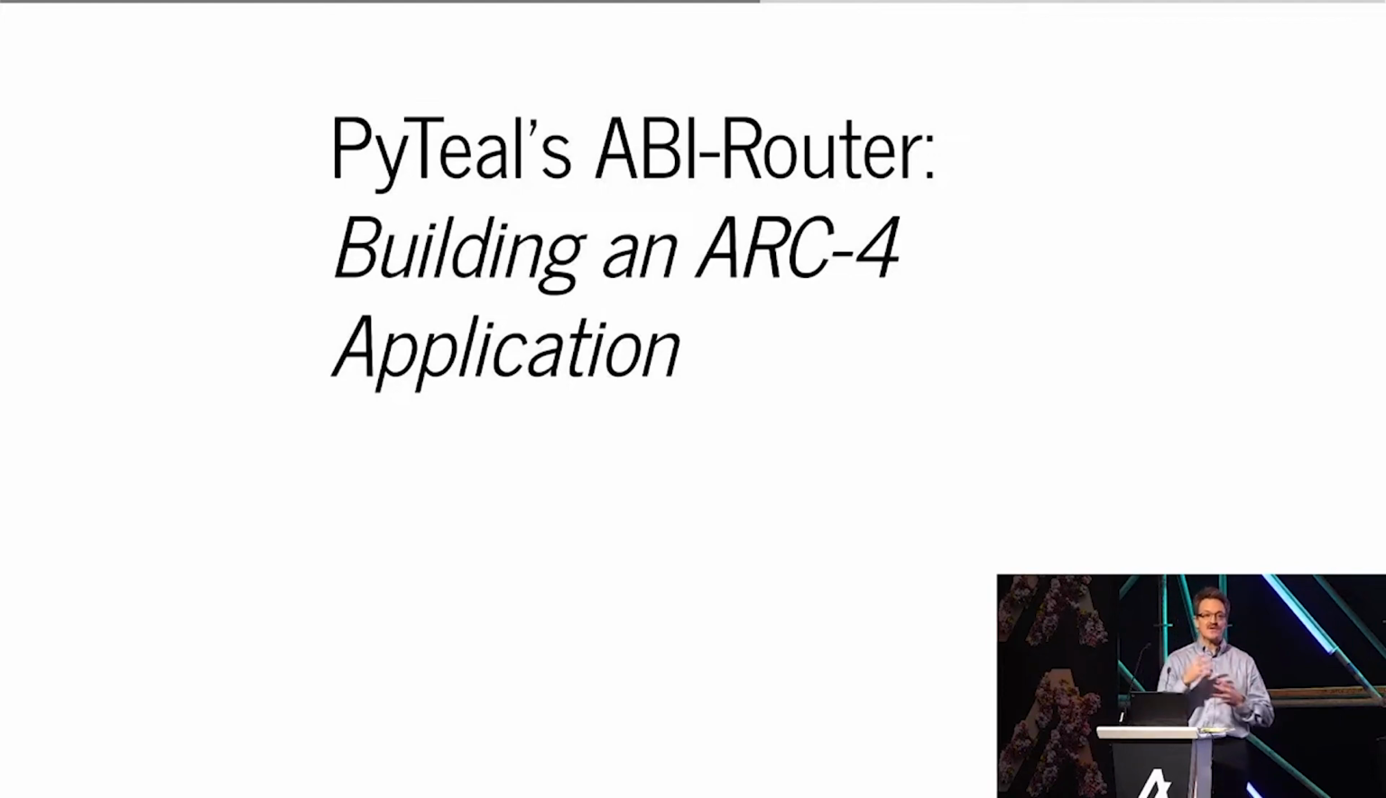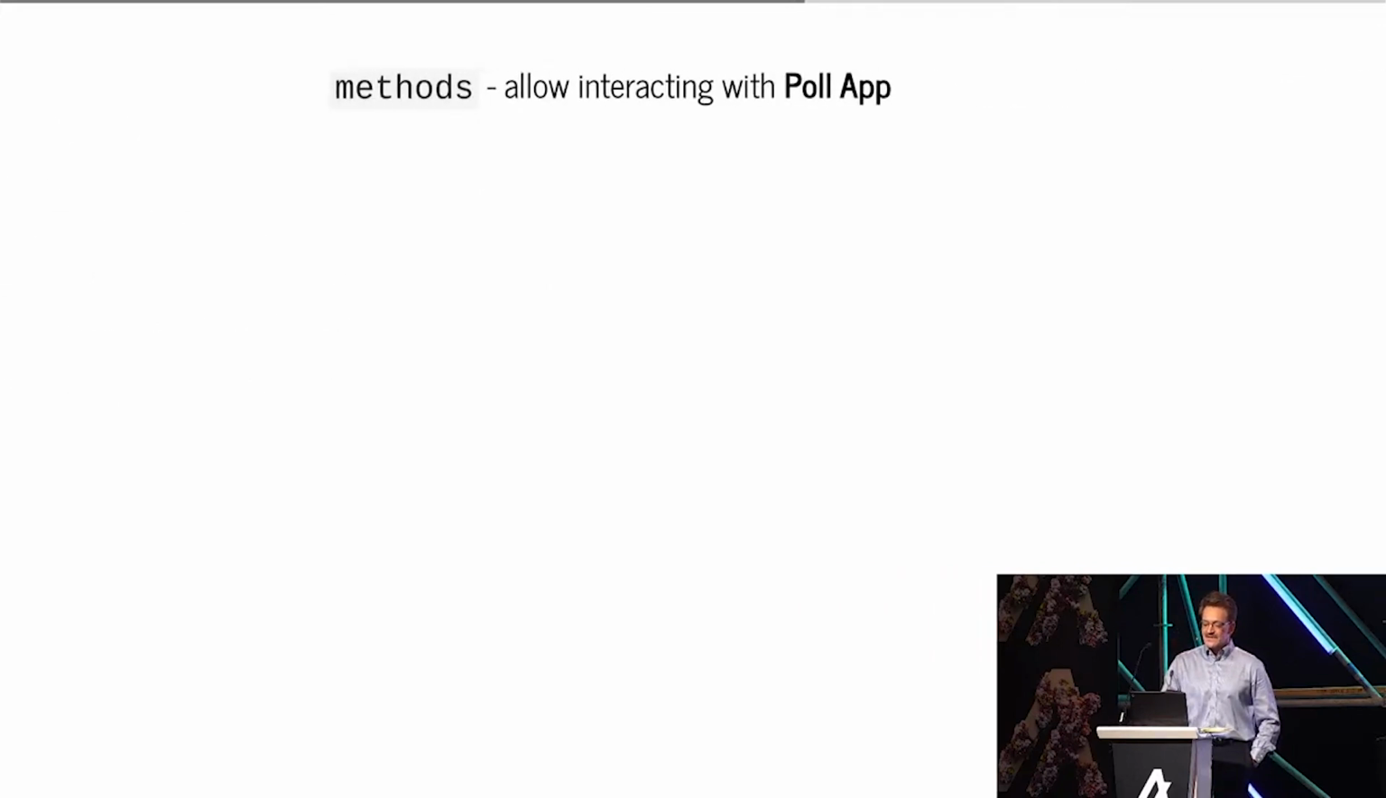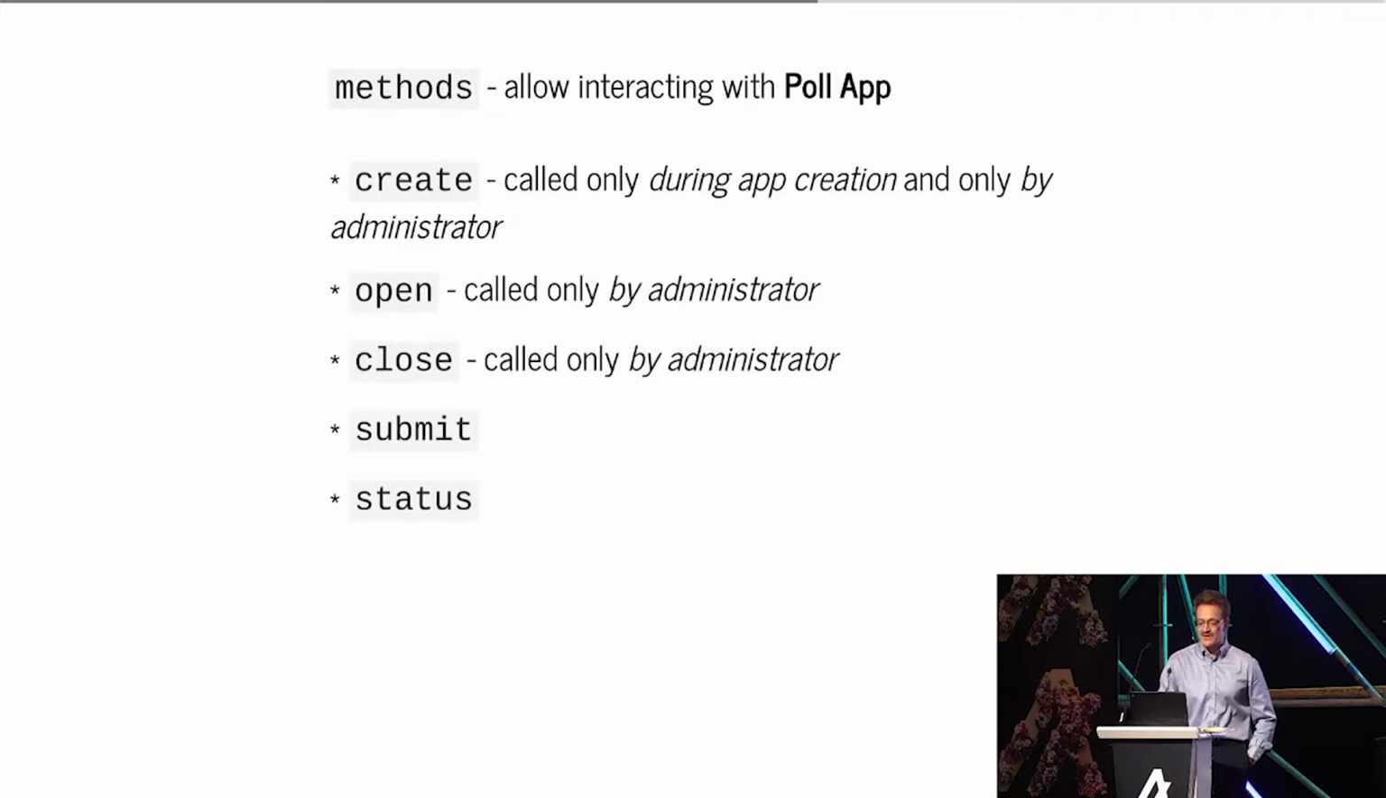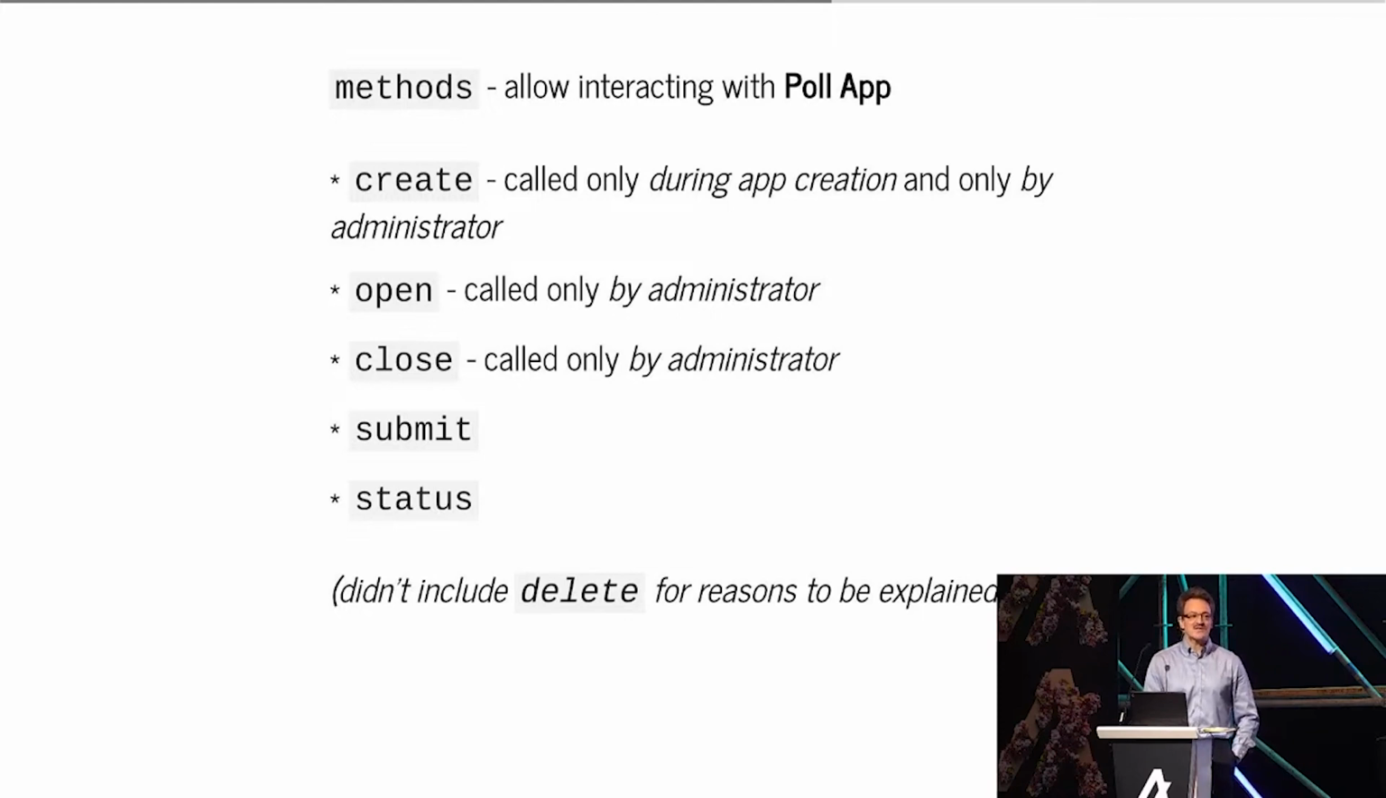How to put the application together. So we have methods that allow us to interact with our app, and remember what those are. Those are create, open, and close that the administrator should be using to manage the app. And we have submit and status open for all the participants in the app. And we have this other operation, delete, which I didn't call a method for a technical reason, which will be apparent in a bit.